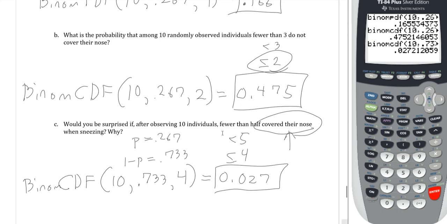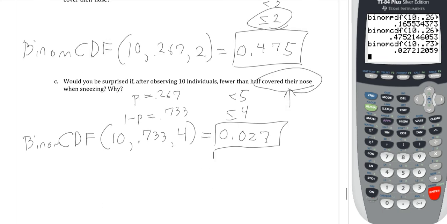Now you could do this another way if you wanted to use 0.267. Fewer than half covering their nose would mean that less than or equal to 4 cover their nose, which means that 6 or more did not cover their nose. 6 or more could also be taken by doing 1 minus Binomcdf of 10, 0.267, and 5. That would find the probability of 6 or more not covering their nose.